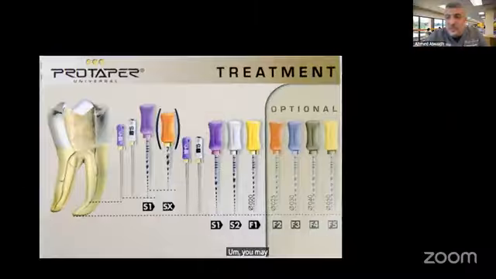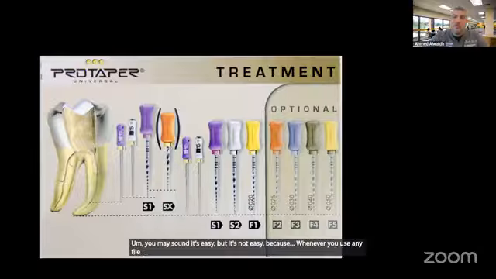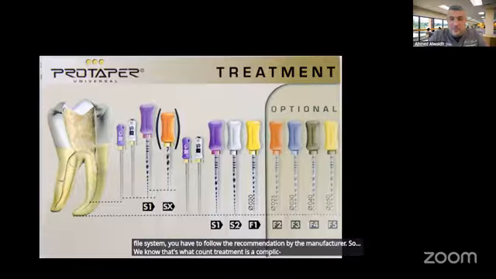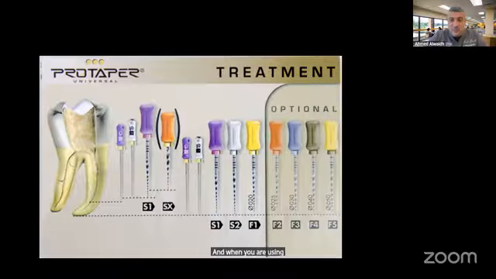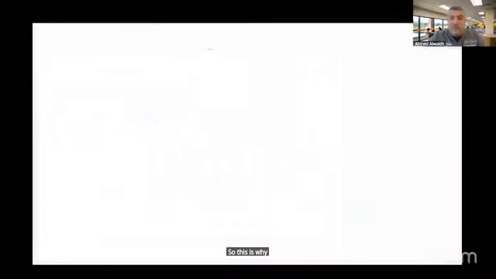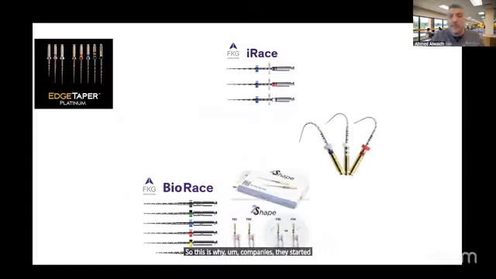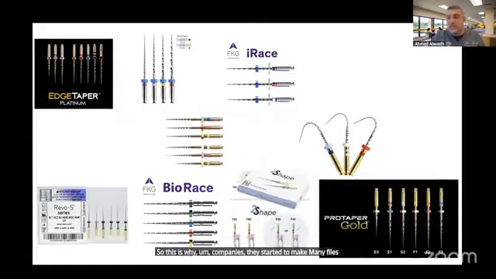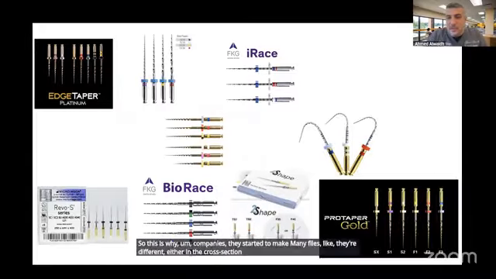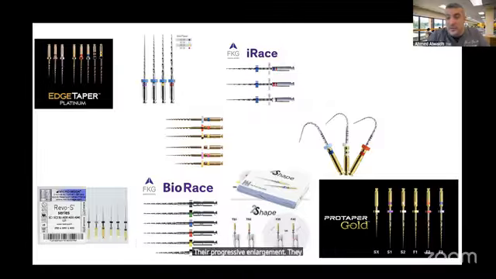It may sound easy, but it's not easy, because whenever you use any file system, you have to follow the recommendation by the manufacturer. We know that root canal treatment is a complex procedure, and when you are using ProTaper with these instructions, it makes it more complicated. So this is why companies started to make many files, different either in the cross section or many other changes, but still they are progressive enlargement. They didn't use any single file for rotation.